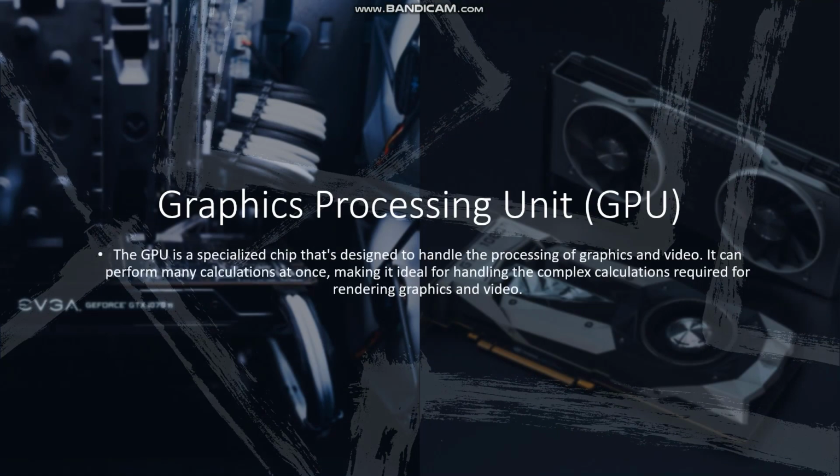GPU. The GPU is a specialized chip that's designed to handle the processing of graphics and video. It can perform many calculations at once, making it ideal for handling the complex calculations required for rendering graphics and video. The GPU is mostly used by applications such as Photoshop and video games, where rendering graphics is a requirement.